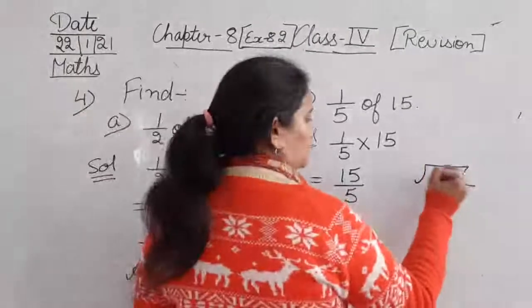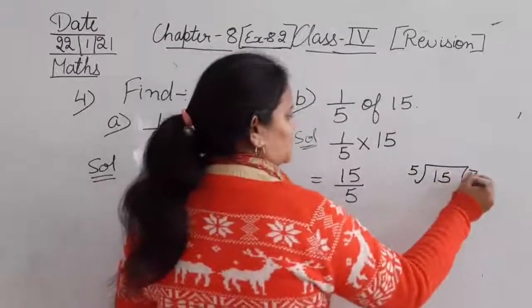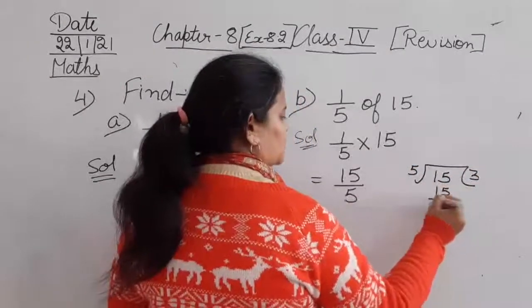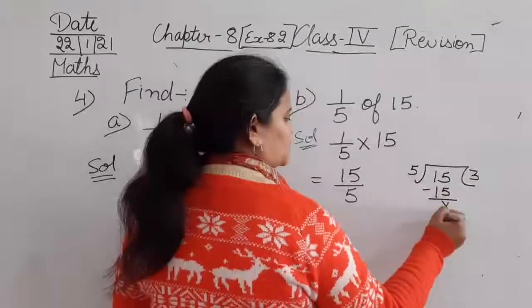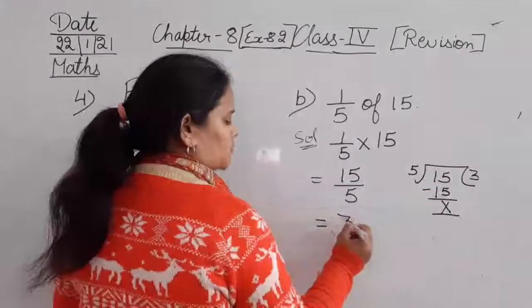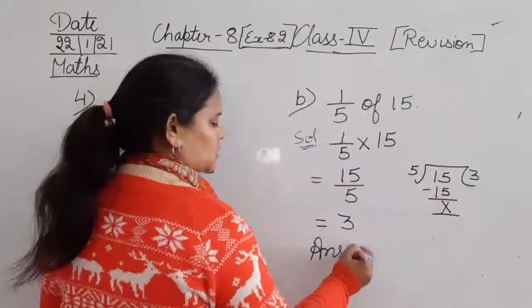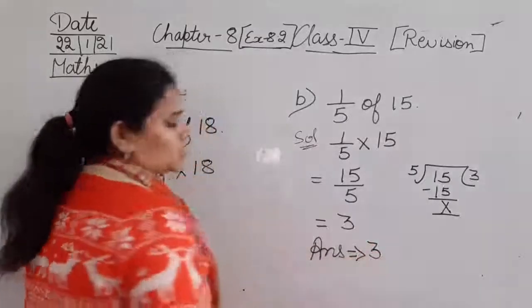15 को 5 से divide करें. 5 3s are 15. 15 minus 15, nothing will be left. So the answer is 3. So 1/5 of 15 is 3.